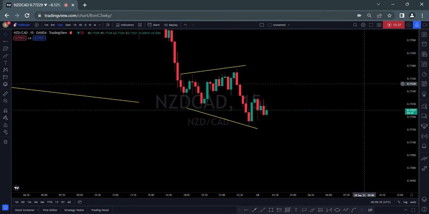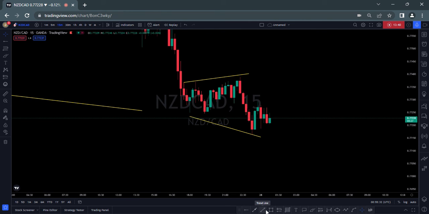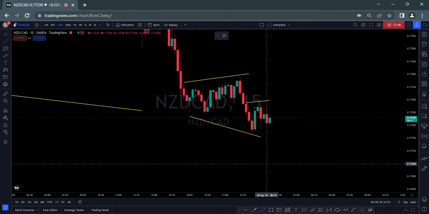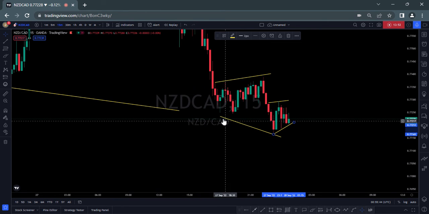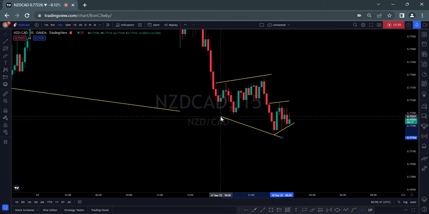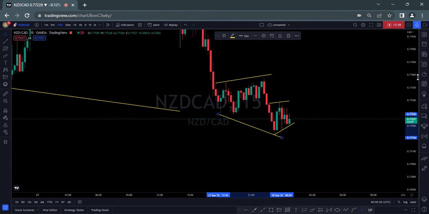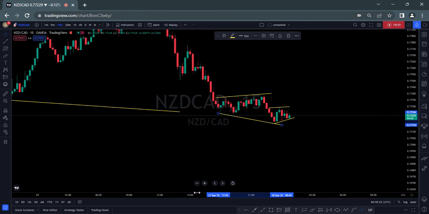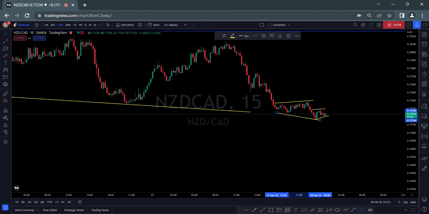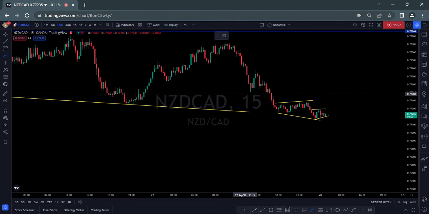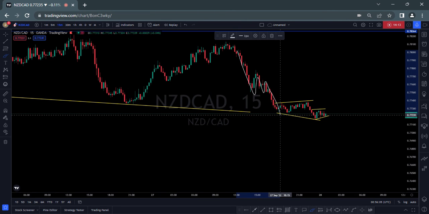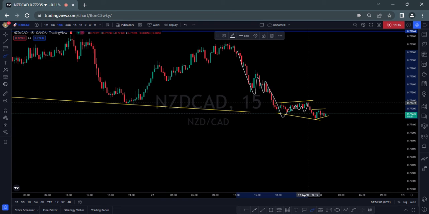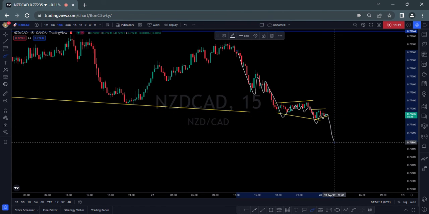You can see the pattern here is like an expanding type formation. So likely we'll be seeing more sells to the downside, because the normal nature of the market is impulse, correction, continuation.